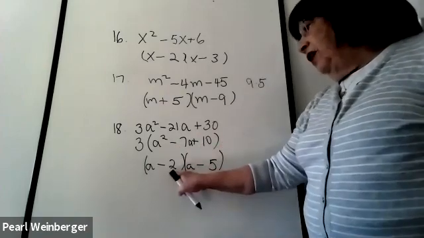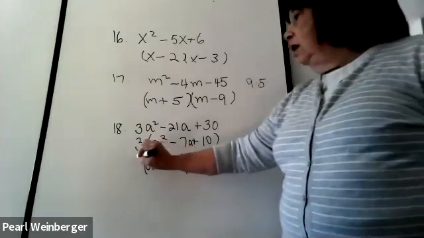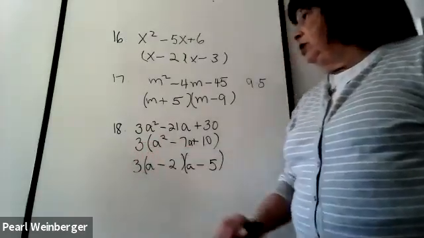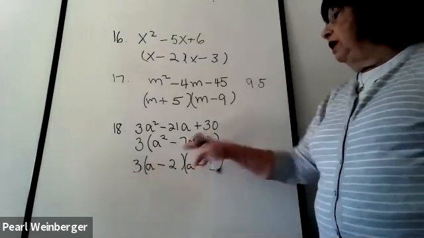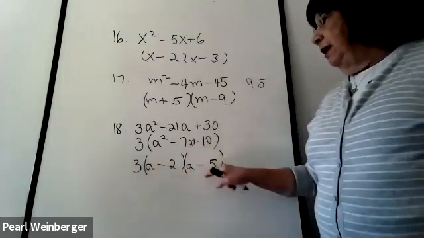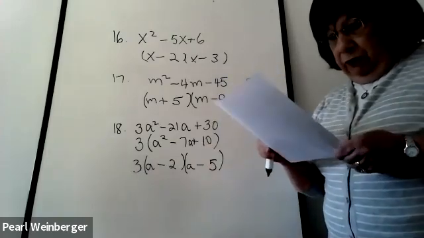And I could have put the 5 first and the 2 second. They're both minuses, so it wouldn't make a difference. Don't forget to make sure to keep that 3 in the front. So this has a common factor of 3 and binomial a minus 2 times a minus 5. So that was through number 18.